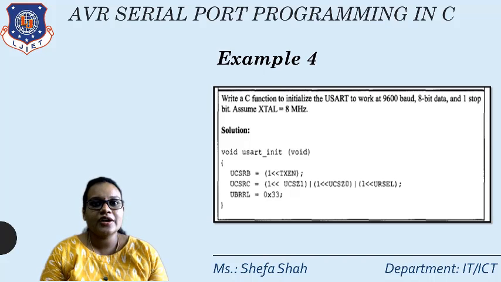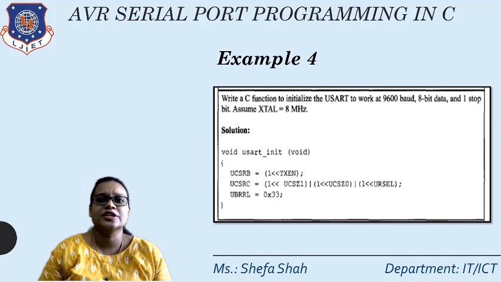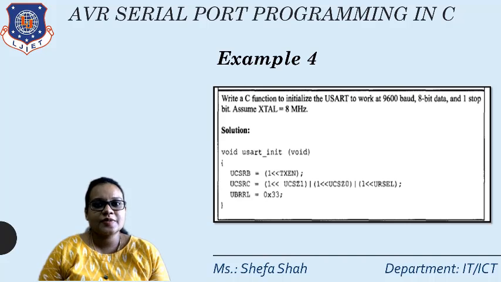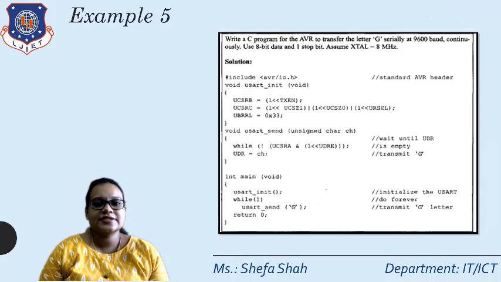And we will load for 9600 baud rate, we will load UBRR, that is the baud rate register, with 0x33. So this is the basic initialization program which we need to write for transmitting data and for receiving data serially. Now let's see another example.